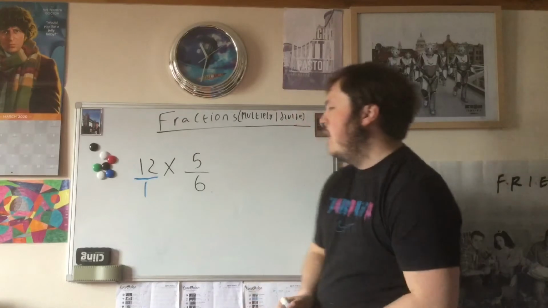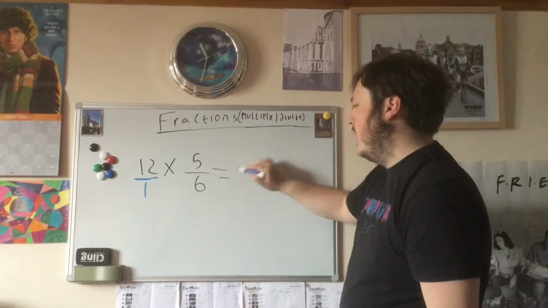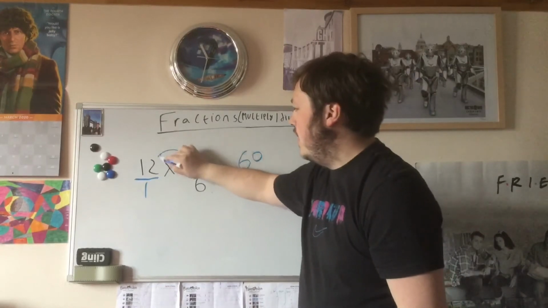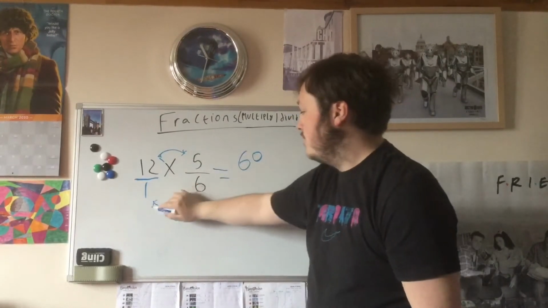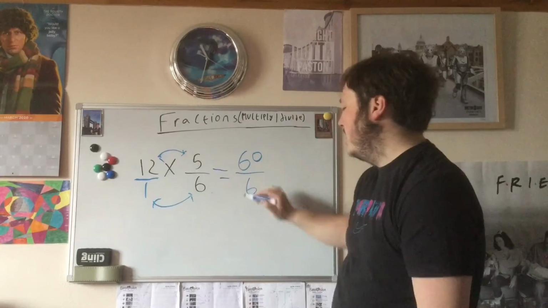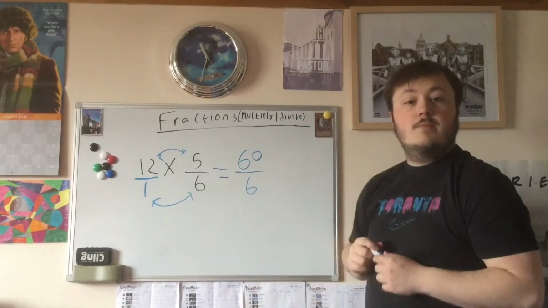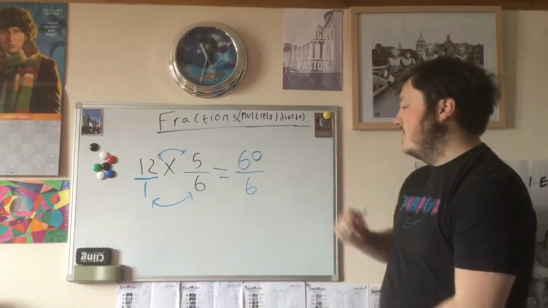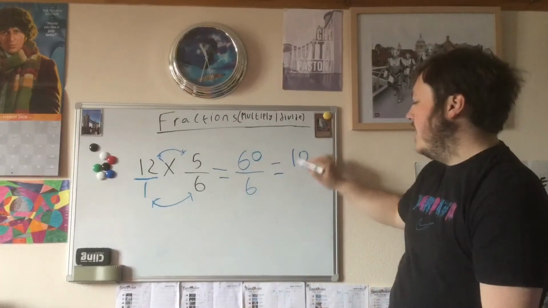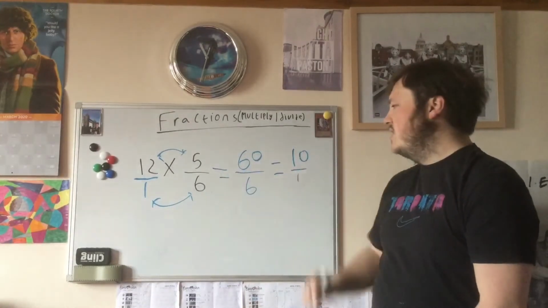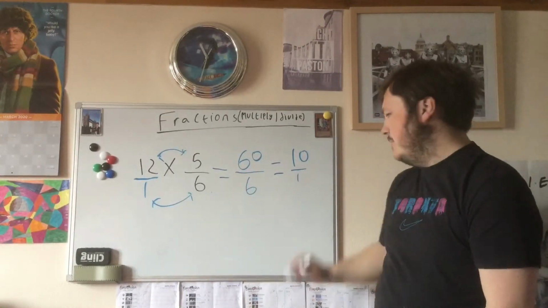So, what is 12 times 5? Well, that becomes 60. What's 6 times 1? Well, 6. Can this be simplified? Well, they're both in the 6 times table. How many 6s go into 60? 10. How many 6s go into 6? 1. And what's 10 over 1 the same as?